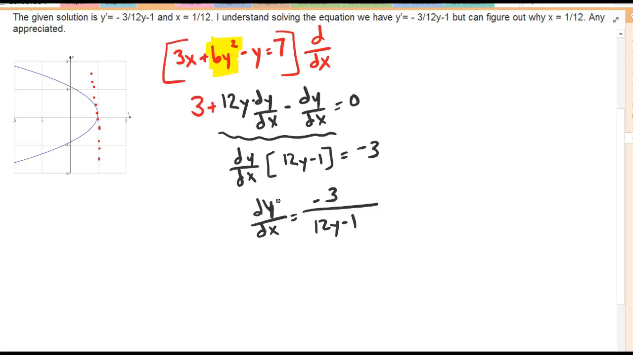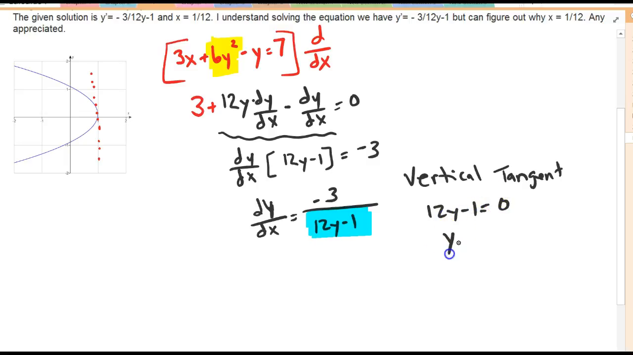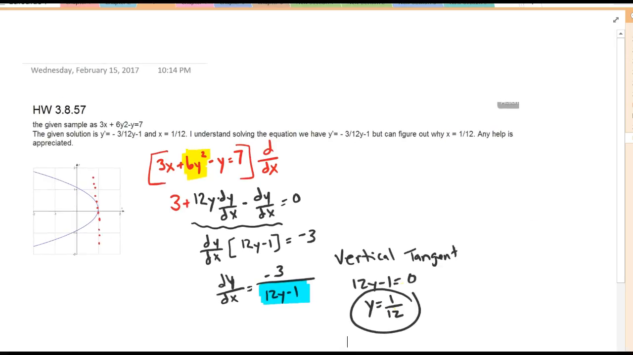So we're looking for the vertical tangent. When does this function not exist? Well, it doesn't exist when the denominator is 0. So we have a vertical tangent when 12y minus 1 equals 0. So that's going to be when y is 1/12. So when y is 1/12, to get the point x comma y, I'm going to plug y back into this equation and solve for x. And when I do that, I end up with x is 169 over 72.